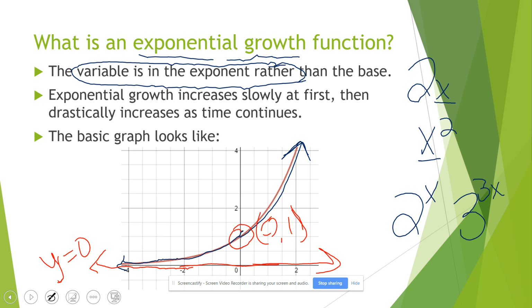Where does the (0, 1) come from? Well, remember, if I have an equation like 3 to the x, and I plug in that 0, anything to the 0 power is 1. So it doesn't matter what our base is. Anything to that 0 power is going to be 1, and that's why (0, 1) is going to be our go-to point for our basic parent function.